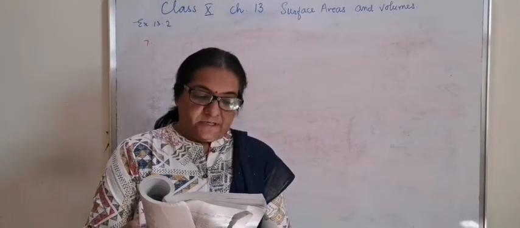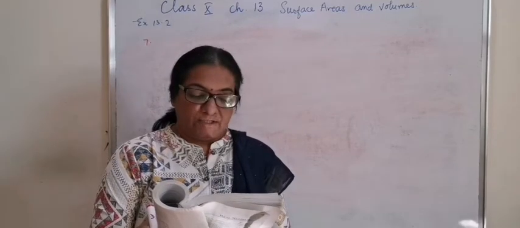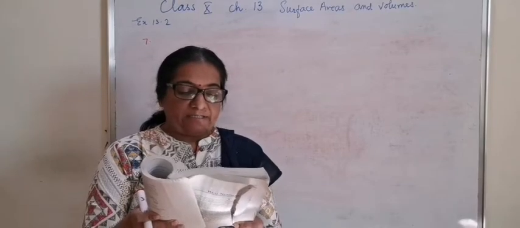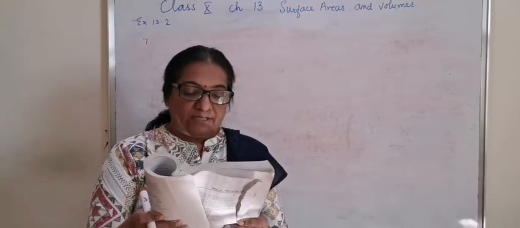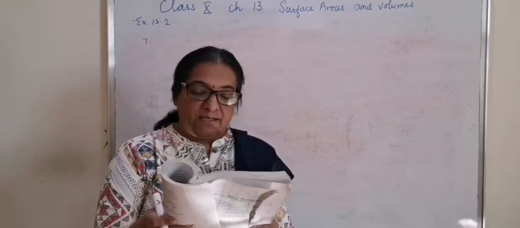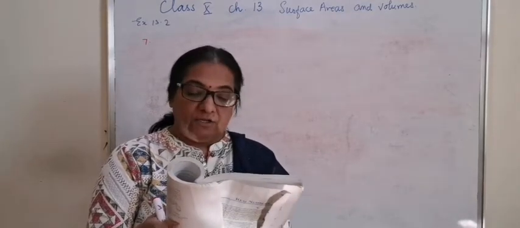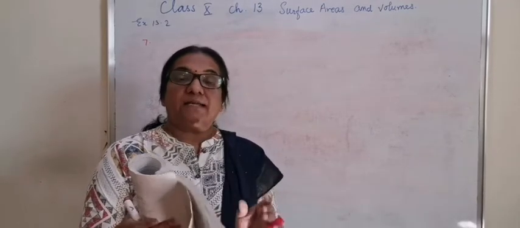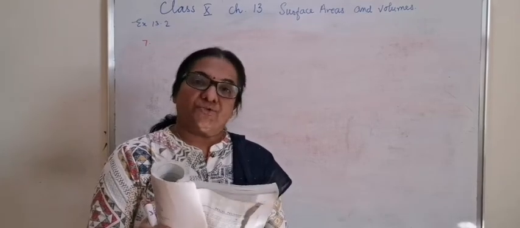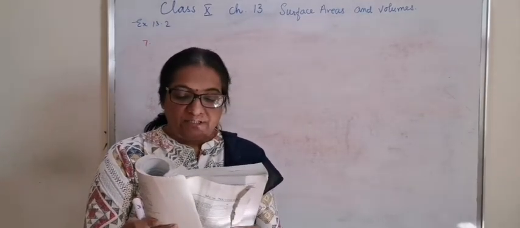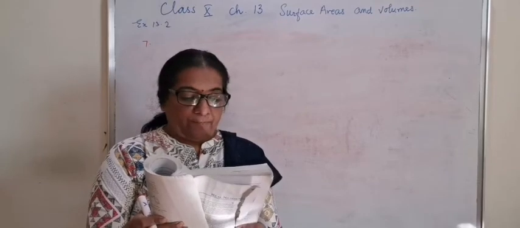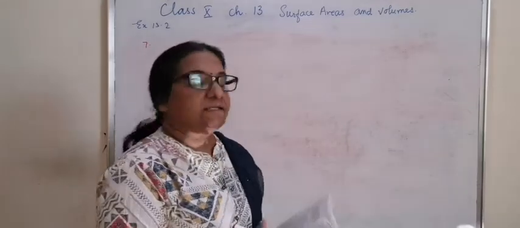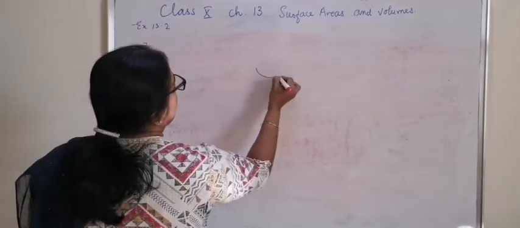Question number 7. A solid consisting of a right circular cone of height 120 centimeter and radius 60 centimeter standing on a hemisphere of radius 60 centimeter is placed upright in a right circular cylinder full of water such that it touches the bottom. Find the volume of the water left in the cylinder if the radius of the cylinder is 60 and its height is 180 centimeter.